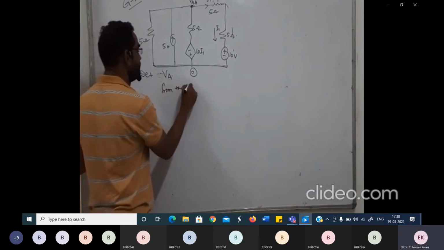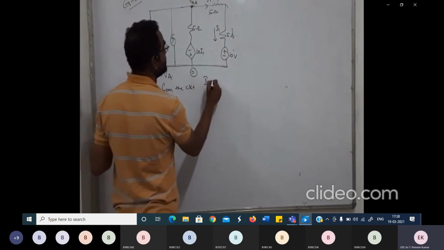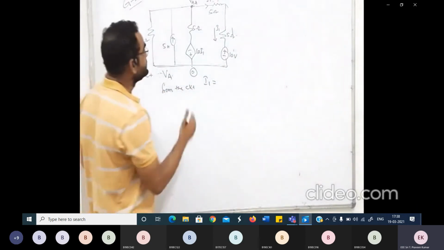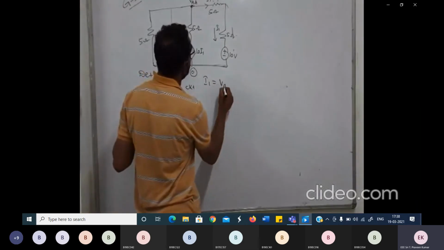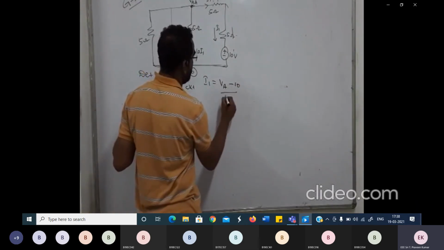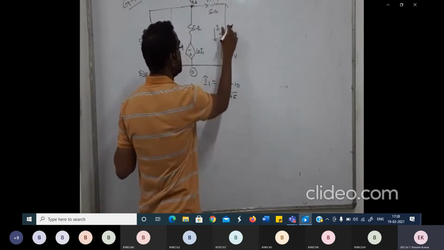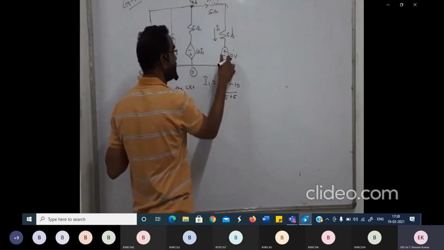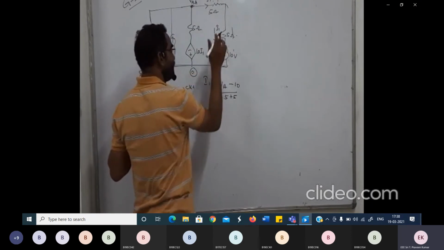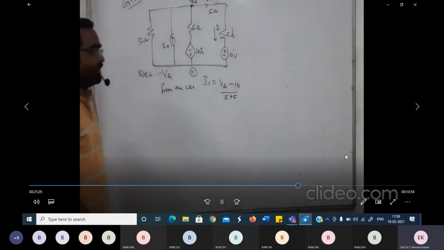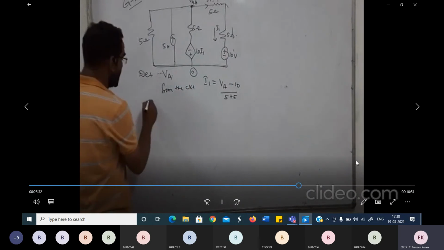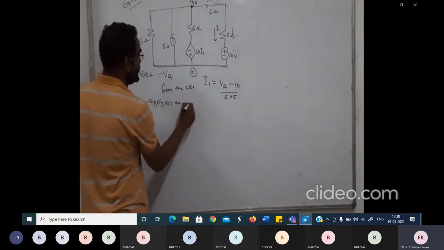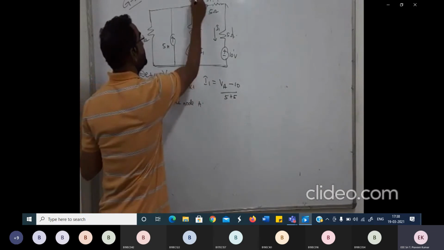So you can see from the circuit diagram, I can say that I1 is equal to VA minus 10 divided by 5 plus 5, because these two are in series. This is your net voltage. And the net voltage between these two resistors will be VA minus 10, and current flowing through this will be divided by 5 plus 5. Now, write the equation, apply KCL at node A, because this is the node A which is given.